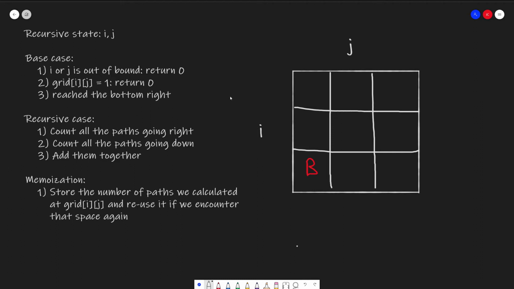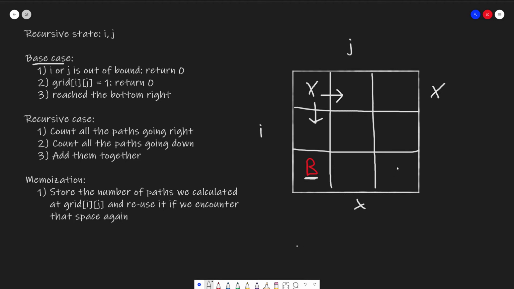We'll be doing a recursion on our grid starting from the top left corner. The recursive states that we will be changing are our i and j. We will increment our i to move down, and then increment our j to move right. There are 3 base cases that we need to be aware of. 1, when our i or j reaches out of bound, as we've seen earlier. 2, when we hit our blocked border, like right down here.